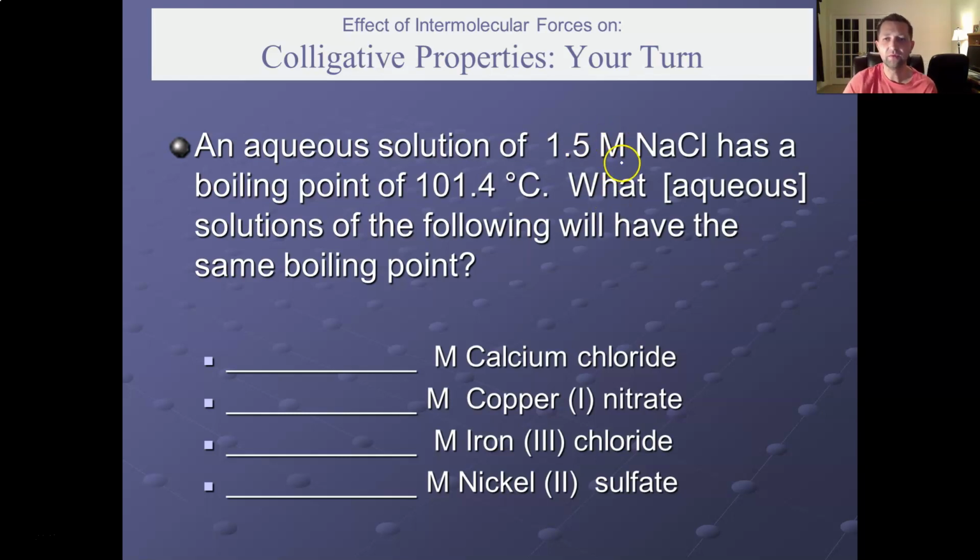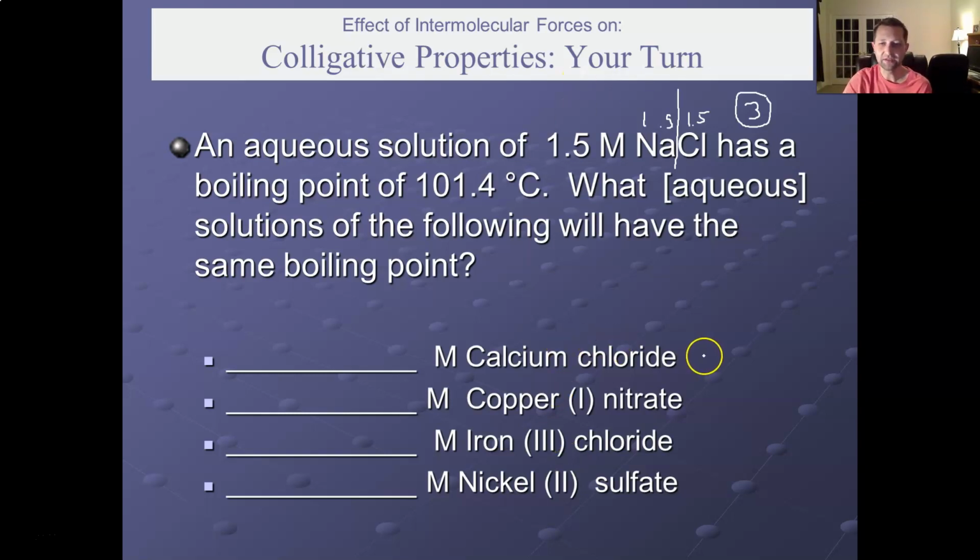Okay, so you have 1.5 molar NaCl. That means you have 1.5 molar sodium ion and 1.5 molar Cl. So your total dissolved particles here is 3. That's our goal here. We get 3 dissolved particles, because the NaCl would dissociate into Na+1 and Cl-1 in solution. So you get 1.5 molar Na and 1.5 molar Cl to give you 3 particles total.